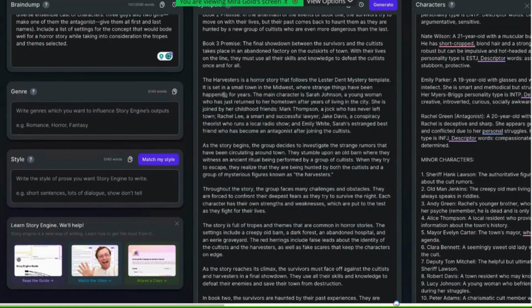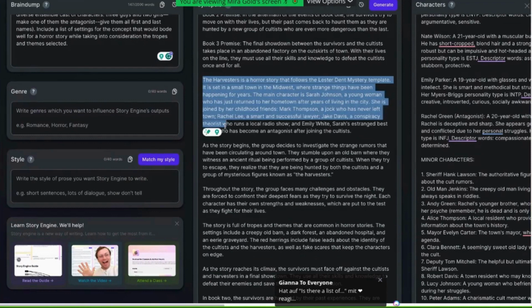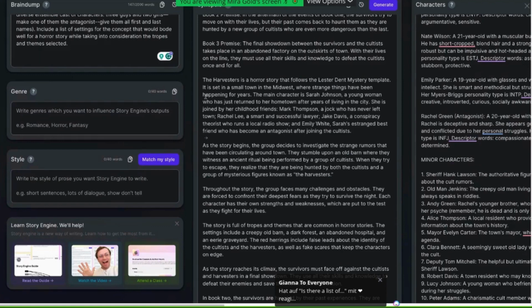So with very bare-bones information, the system created a horror story synopsis that follows a Lester Dent mystery template. My little story is set in a small town in the Midwest where strange things have been happening for years. The main character, it gave me Sarah's full name, is a young woman who just returned to her hometown after years of living in the city. She has her childhood friends present.